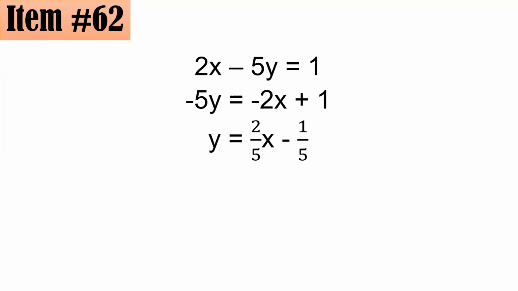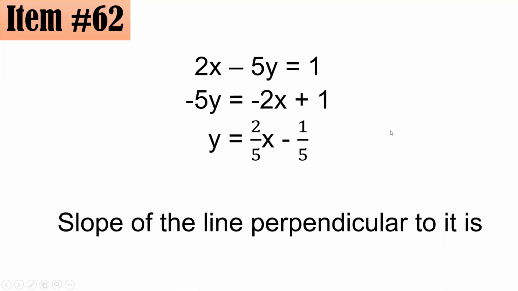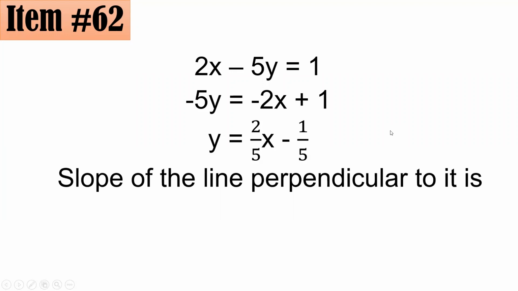In this case po, ano po yung slope natin dito? 2 fifths po. Kasi yung kasama ni x in slope-intercept form, yun po yung slope. Yung constant lang is your y-intercept. So you could see from here, the slope of this line is 2 fifths.